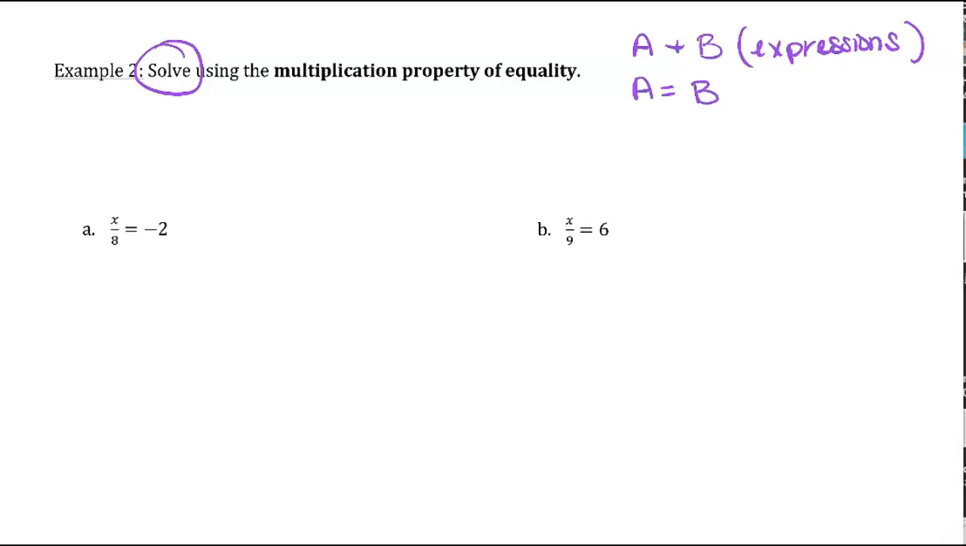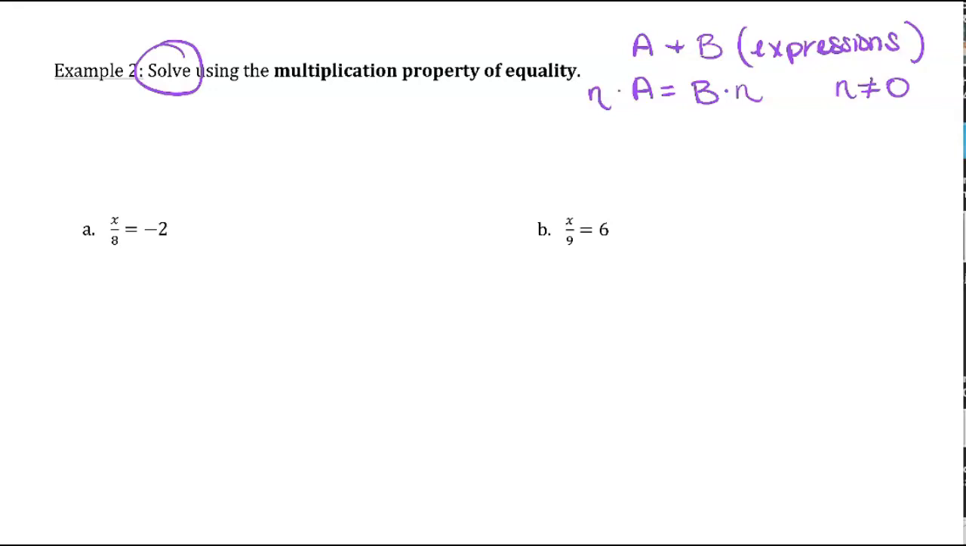The multiplication property of equality tells me that I can multiply both sides of this equation. I can multiply both expressions by any non-zero number. That is, as long as n is not 0, we can multiply both sides of an equation by the same number, and we don't change the equation. It's still the same equation. Let's use this technique with example A.